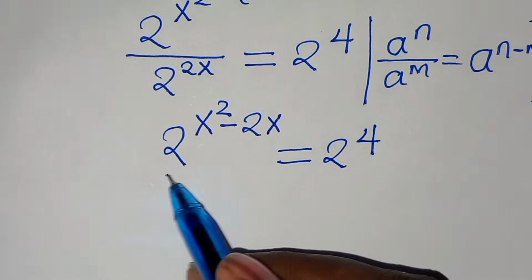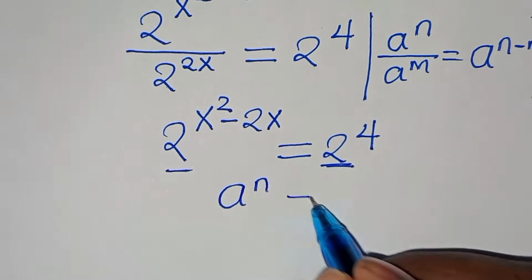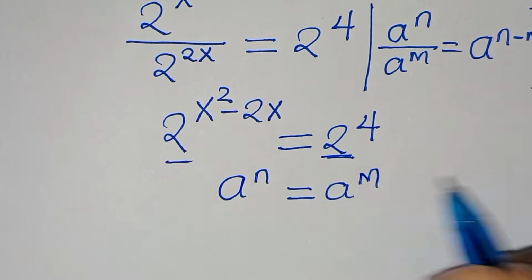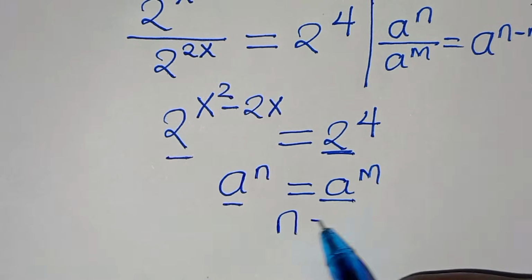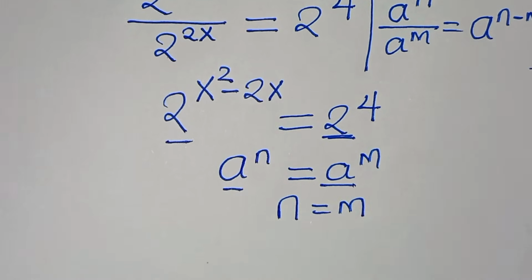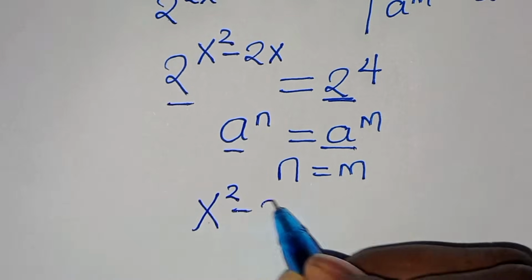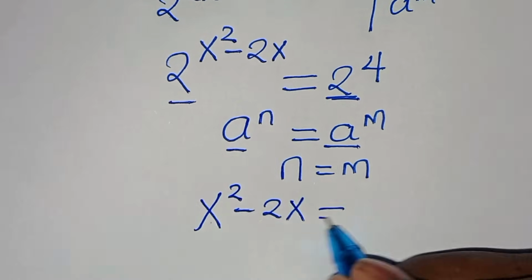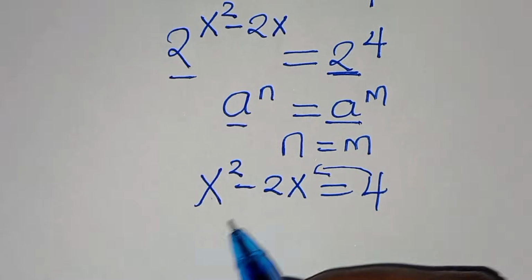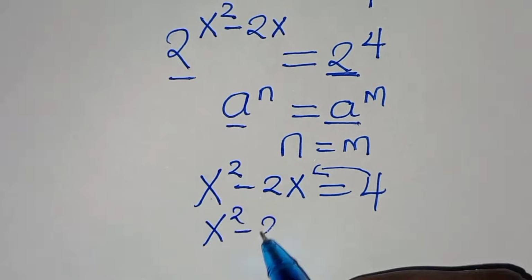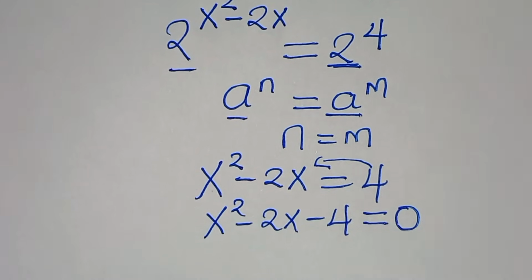Now we have that the bases are common here. That is a to the power of n is equal to a to the power of m. The bases are common here, so exponent n is equal to m. So this implies we have x squared minus 2x equal to 4. So let's take 4 to the left hand side so that we have x squared minus 2x minus 4 equal to 0.